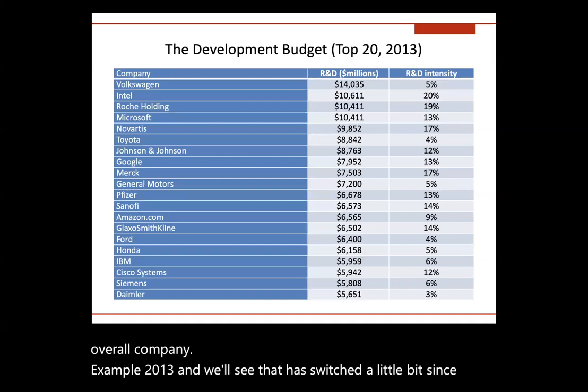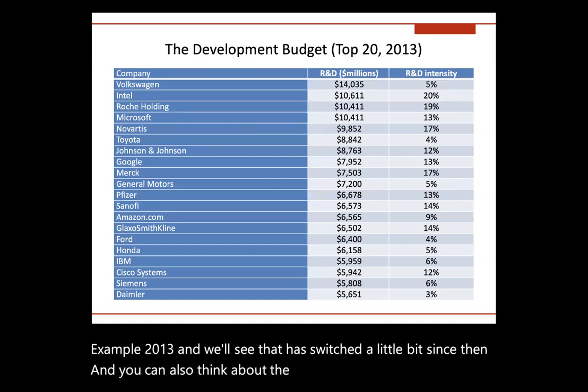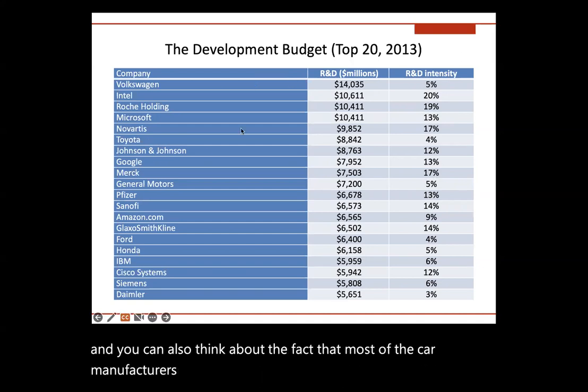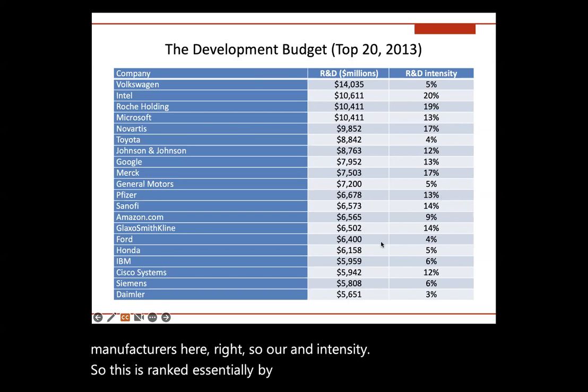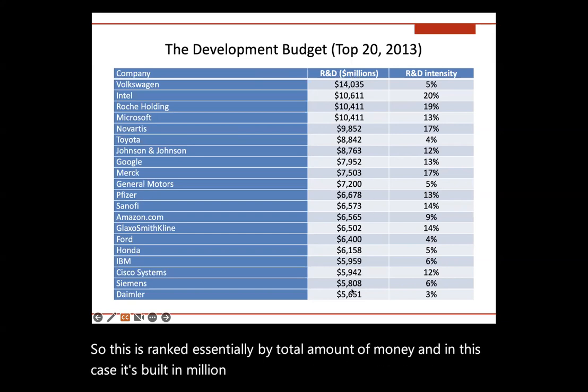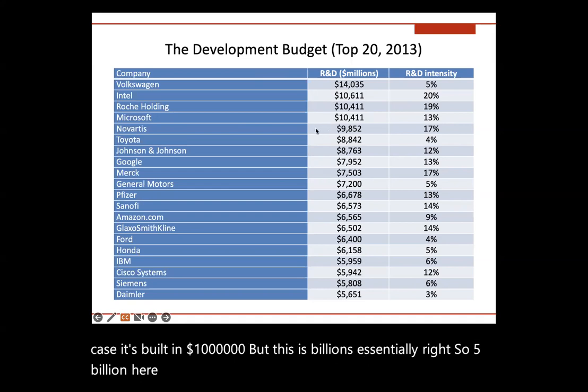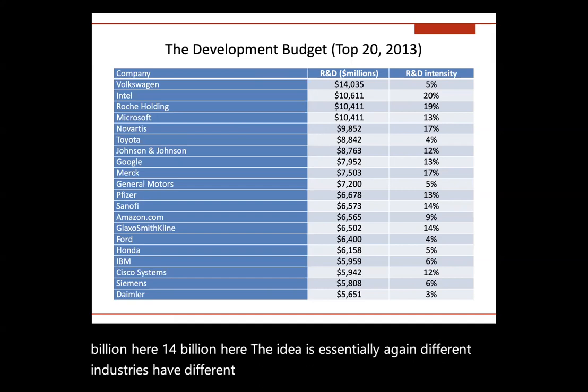And you can also think about the fact that most of the car manufacturers here, right? So R&D intensity. This is ranked essentially by total amount of money, and in this case it's $1 million, but this is billions essentially, right? So 5 billion here, 14 billion here. The idea is, again, different industries have different needs at different times.